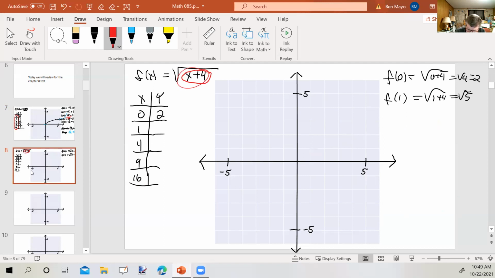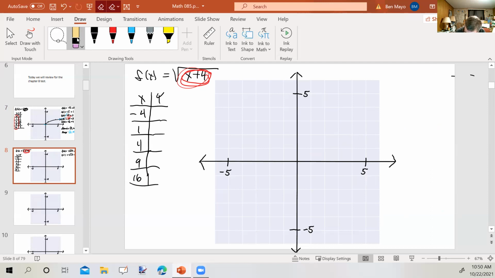How would I get 0 inside? x plus 4 needs to equal 0. Well, then that means that x would have to be negative 4. Because f of negative 4 would equal the square root of negative 4 plus 4, which is the square root of 0, which is 0. Okay.